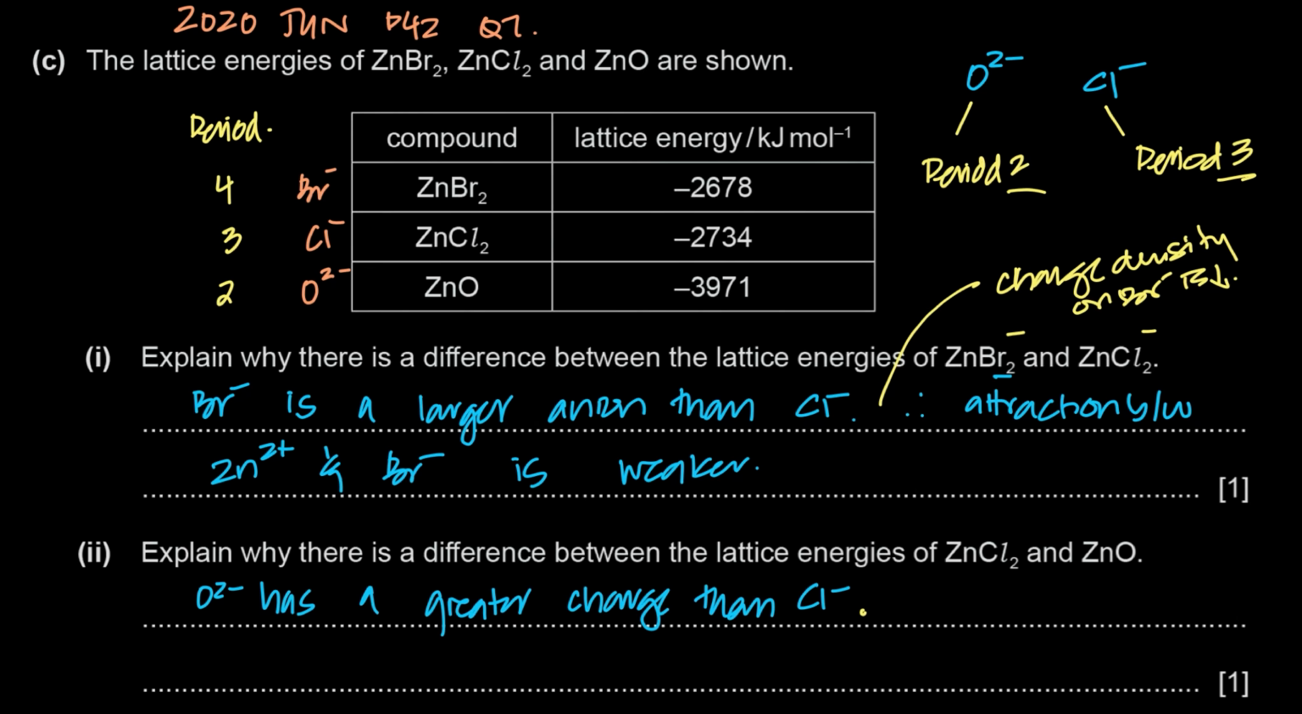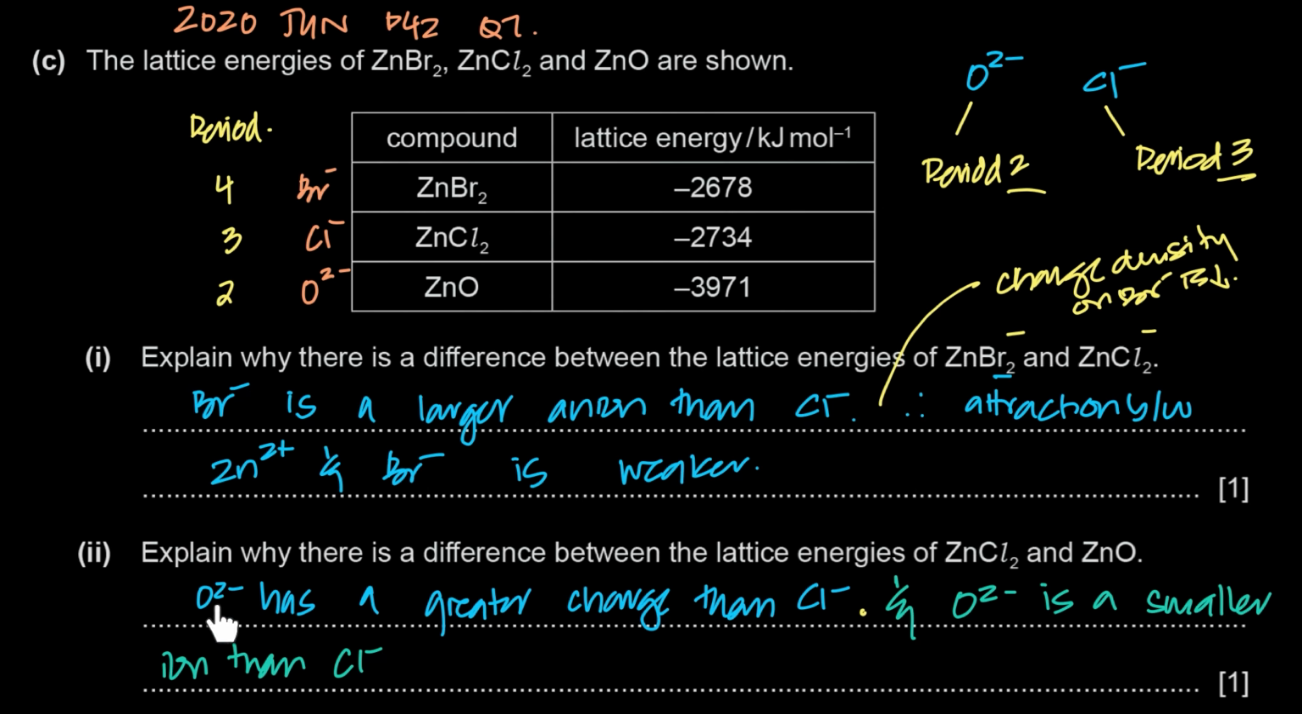So here, O2 minus is a smaller ion than Cl minus. Now if it was given F minus instead of Cl minus, then we wouldn't care so much about the size. We'll only care about the charge, because F minus and O are in the same period, so it doesn't matter as much. It's only when they're in different periods that the size will be significantly different.